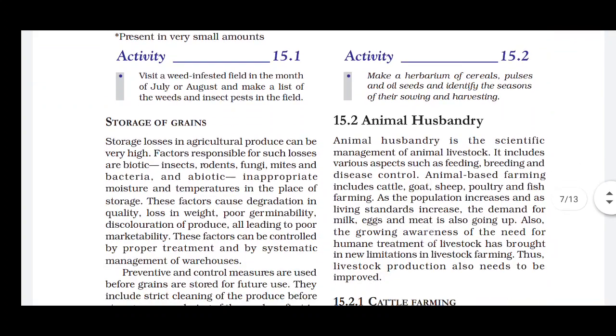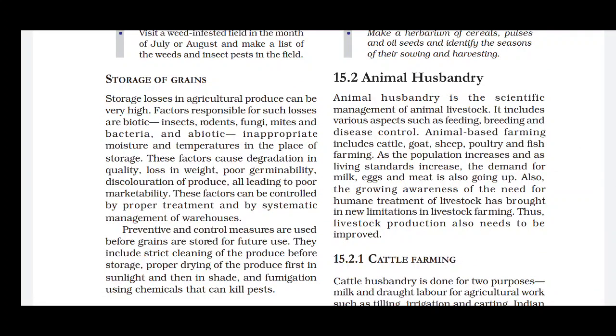The last one is storage of grains. During storage of grains, high losses can occur in agricultural produce. The factors responsible for losses can be categorized as biotic factors and abiotic factors. The biotic factors include the effects of rodents, fungi, insects, mites, and bacteria. And the abiotic factors include inappropriate temperature and moisture conditions in the place of storage.